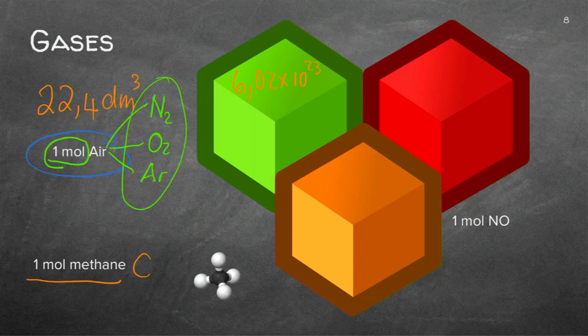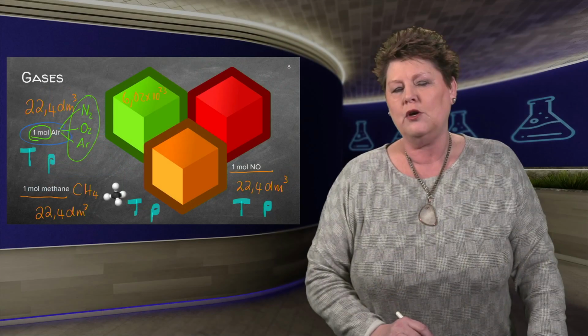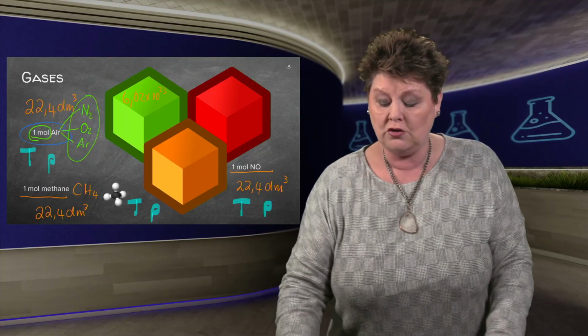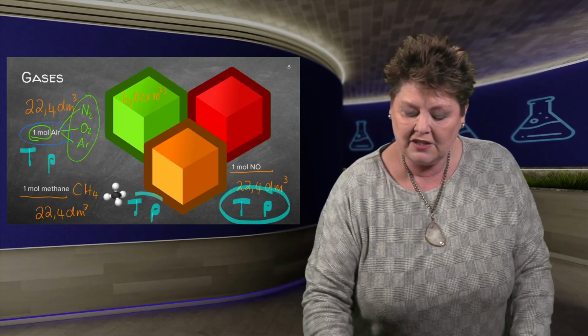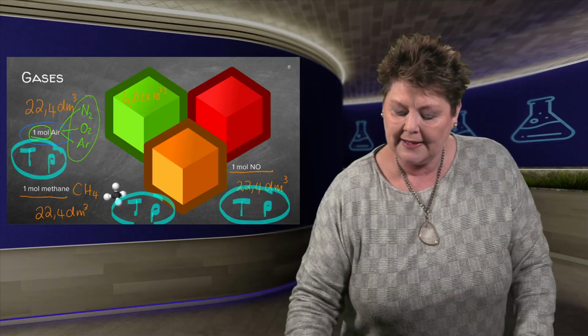1 mole methane, CH4, will be 22.4 cubic decimeter, and 1 mole nitrogen monoxide will be 22.4. But, guys, very, very important, it has to be at exactly the same temperature and exactly the same pressure. Otherwise, it will not have that value. So I'm going to explain to you how we quantify the temperature and the pressure, but it's important that you know that we work at that constant.